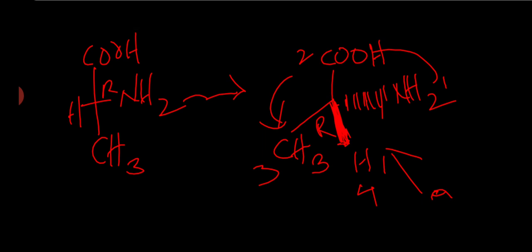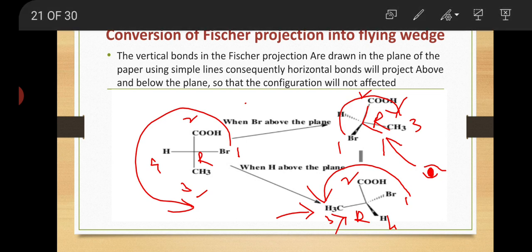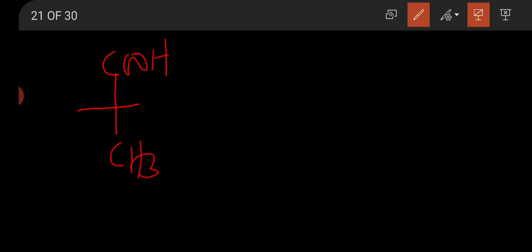By simplifying, that is how to simplify this: Fisher converted to wedge, that is COOH, CH3, alanine, which is R configuration. It is R configuration.